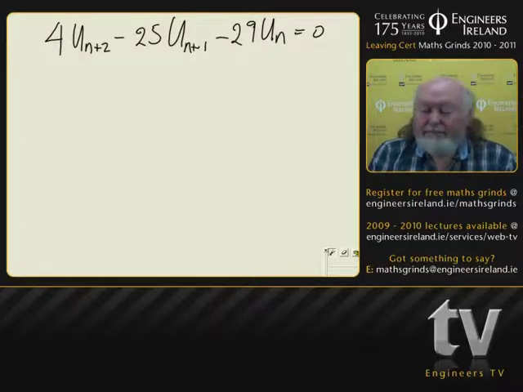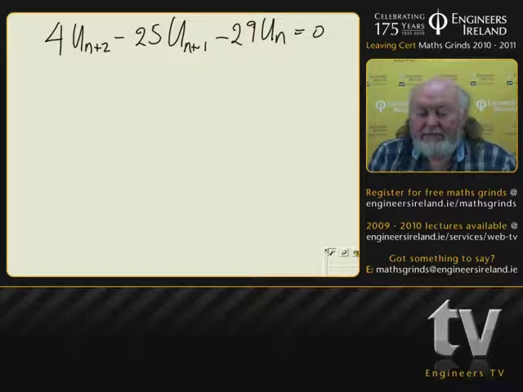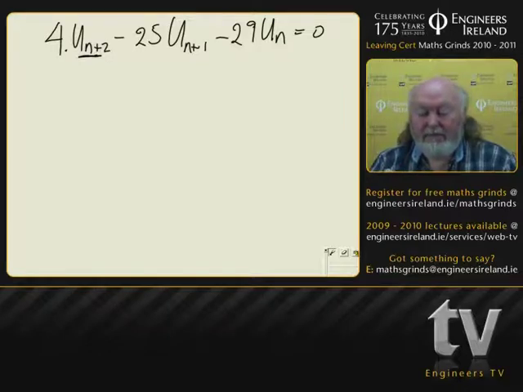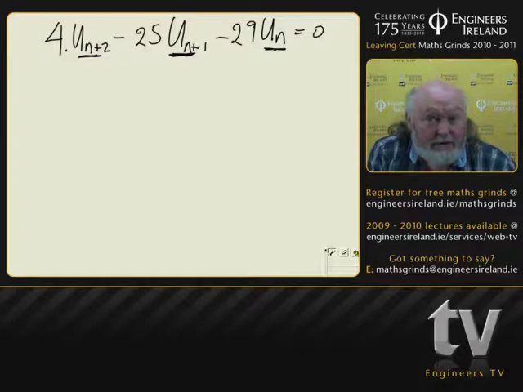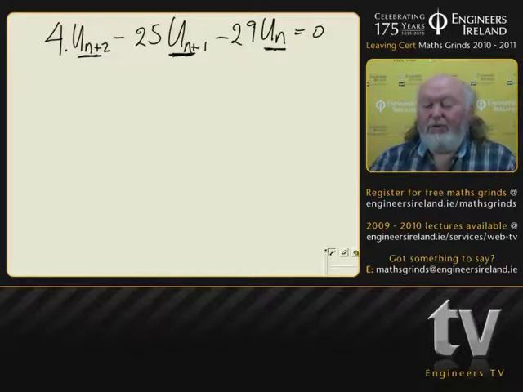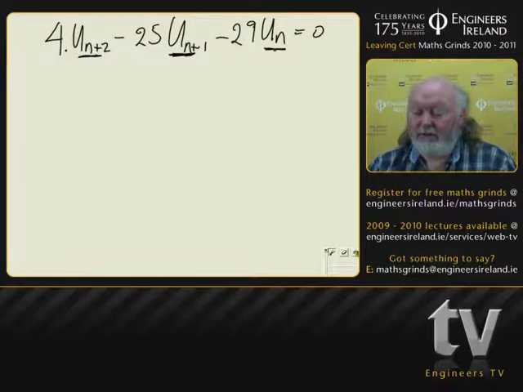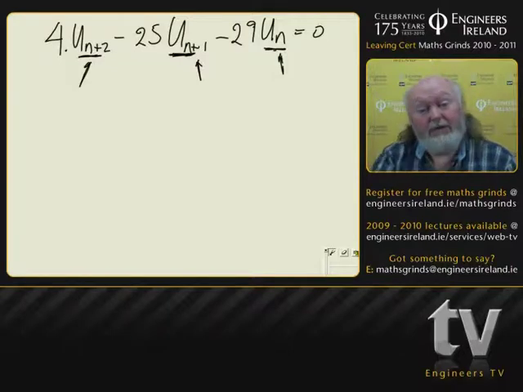Okay, here we have a difference equation: 4 times the u(n+2) term minus 25 times the previous term minus 29 times the term prior to that. We can solve this, but if we want to get a unique solution, we will have to be told what u1 is and u2 is, so that we can start the sequence by doing a u1 here, a u2 here, and that'll then give us a u3, and all the rest can generate away.